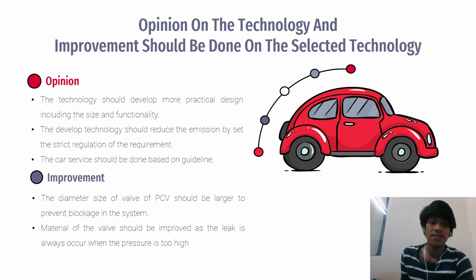Also, the material of the PCV should be improved, as leaks always occur when the pressure is too high. Okay, as we know, the diameter of the PCV is quite small, and this smaller diameter can produce blockage in the system, and with the blockage, higher emission and higher fuel consumption occur. So the diameter should be increased in order to prevent emission and fuel consumption from going higher.